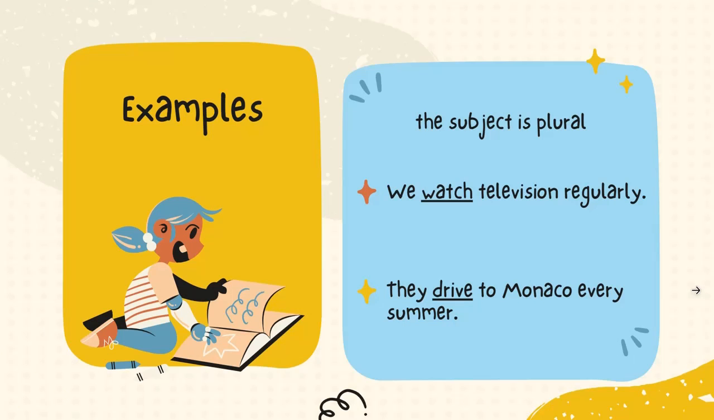Examples when the subject is plural. We watch television regularly. Here you kept the verb as is because it is in the plural form. Another example, they drive to Monaco every summer. You left the verb drive as is because the sentence is in the plural form.